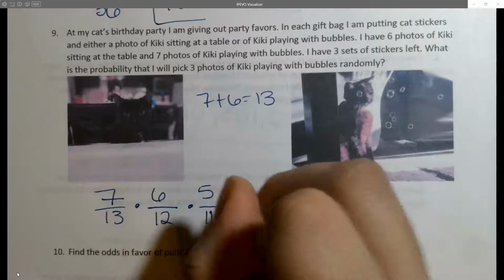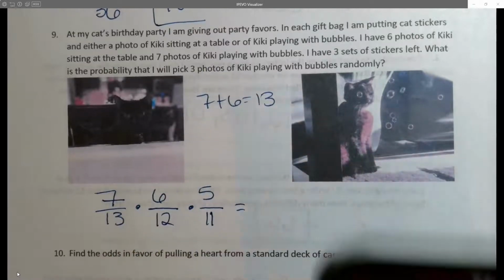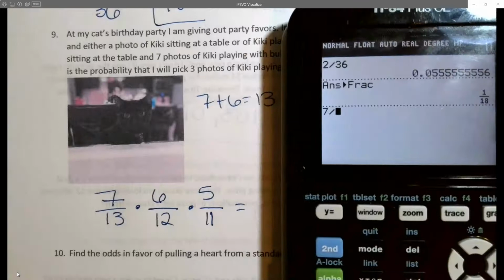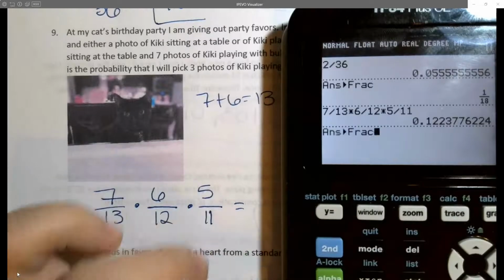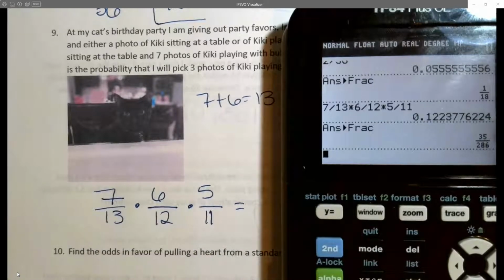Then I just want to go ahead and multiply these 3 fractions together. So I would do 7 divided by 13 times 6 divided by 12 times 5 divided by 11. It gives me a decimal. I can turn this back into a fraction, and it turns out to be 35 over 256.